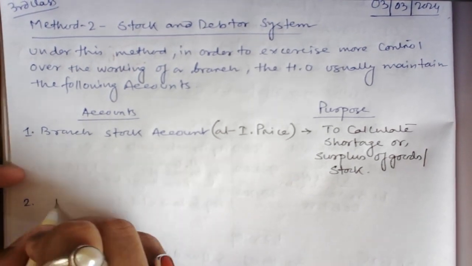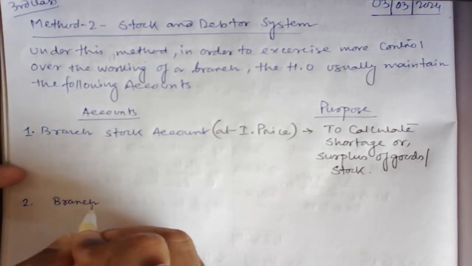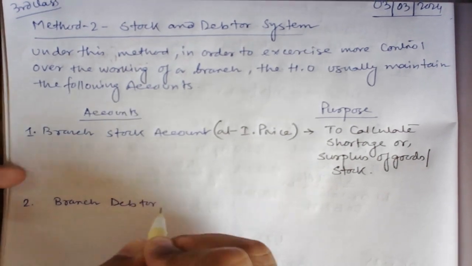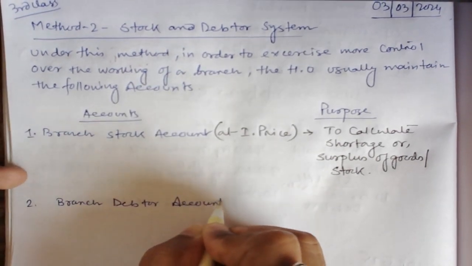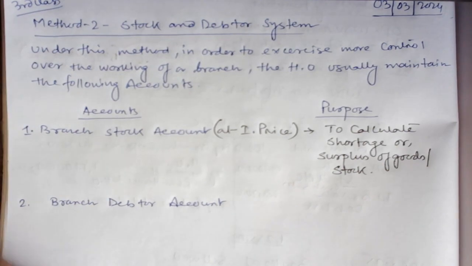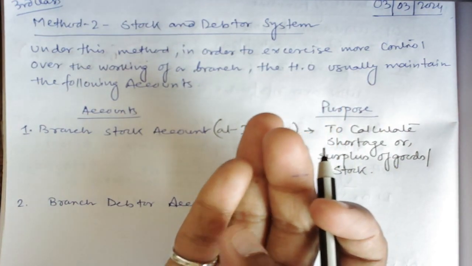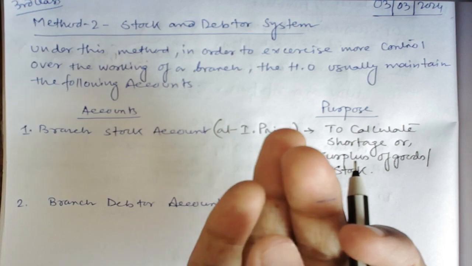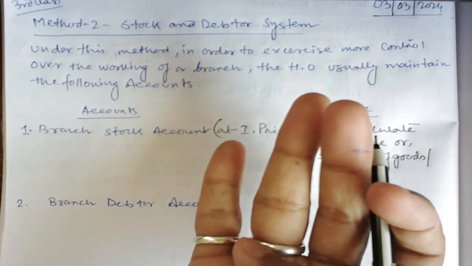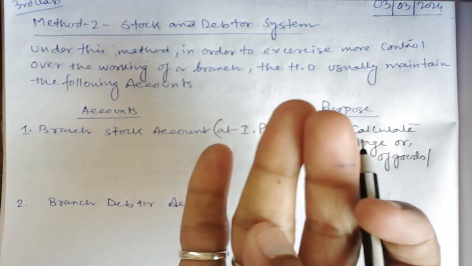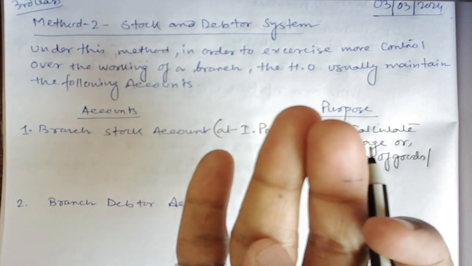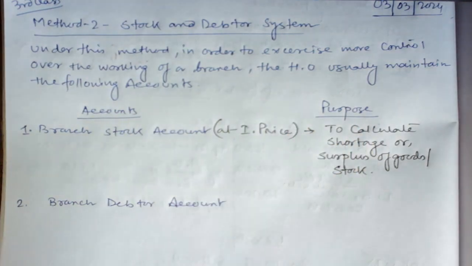Now, branch debtor account. The branch debtor account is simply, we know that from the branch debtor account we can easily calculate any amount with respect to the closing data, and also with respect to the opening data. It can be credit sale, or cash collected from the debtor, or returning note, or the cash sent by the branch debtor to the HO.